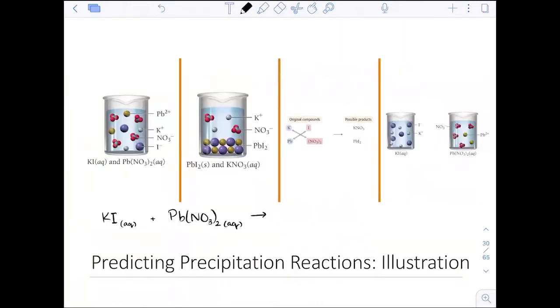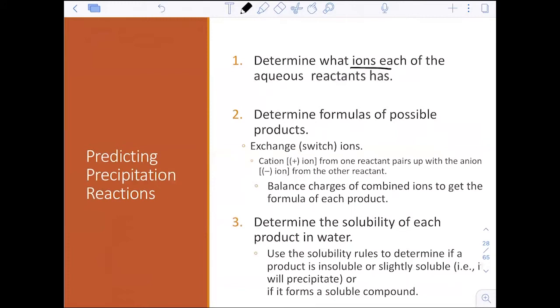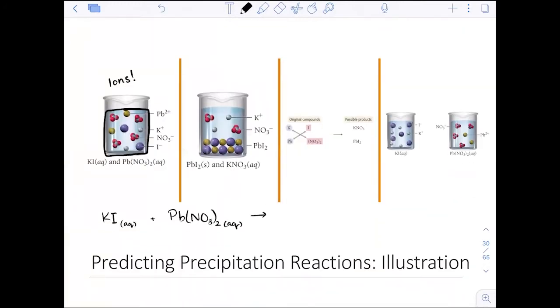So here's an example, all right? And we're going to try to utilize those rules as much as possible. So if you need to flip back and forth, that would be awesome. If I want to mix potassium iodide and lead 2 nitrate, what am I going to see? Well, when I mix them at first, I'm going to see a whole bunch of ions in the solution, right? There are my ions. They were there when I had the 2 separate components. Now I'm going to mix them. So what I need to do in my very first step was determine what ions do I actually have. So I would look at this and start splitting things up.